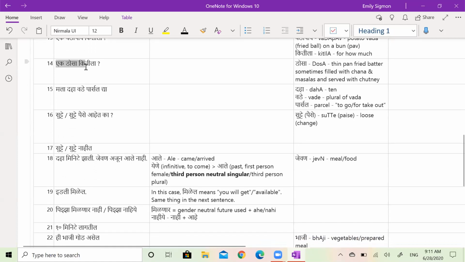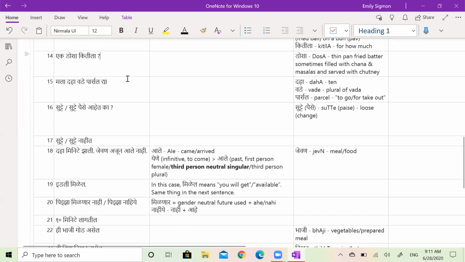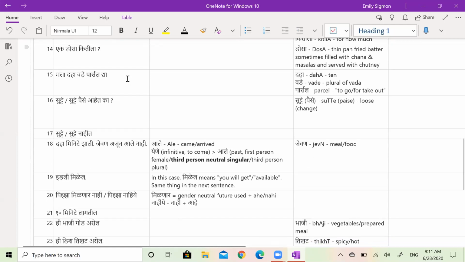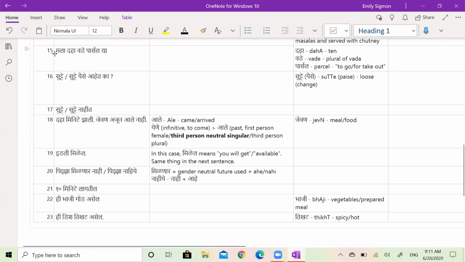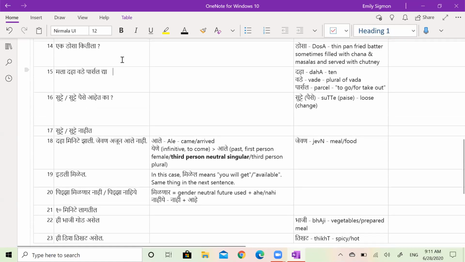And this next one, ek dosa kitila. So same thing, just with dosa this time. Did we want to talk about dosa too? The same batter that you can use for idli sometimes. Sometimes you can also use the lentils and rice to make the dosa.